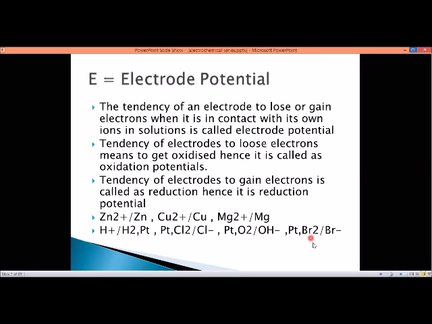Okay, another example is the bromine electrode. Here also we have an inert metal, that is platinum, and on the platinum there is absorption taking place. You have bromine gas in contact with any bromide ion like HBr, hydrogen bromide, and so on.